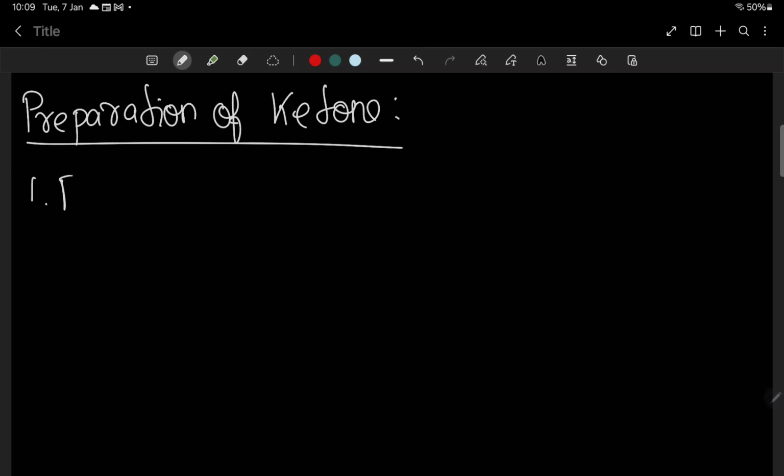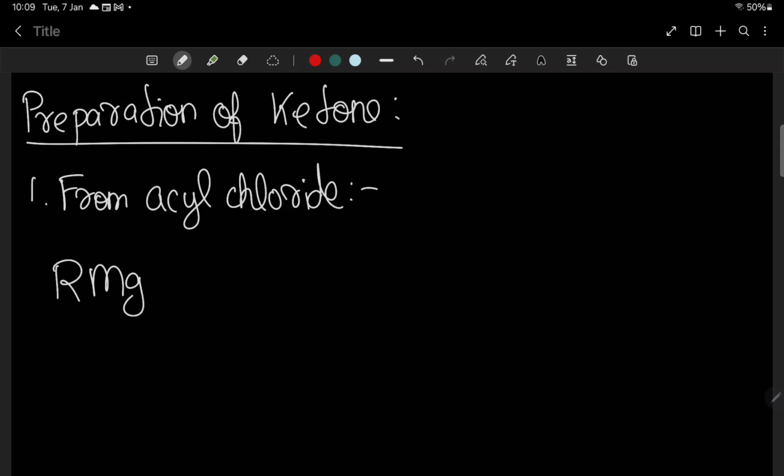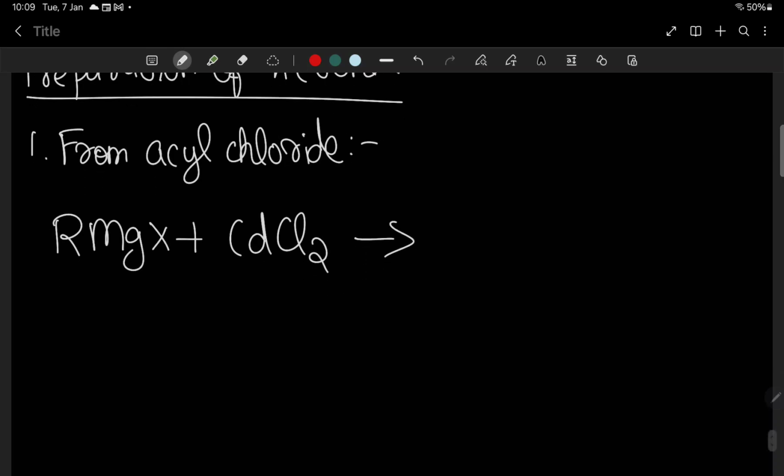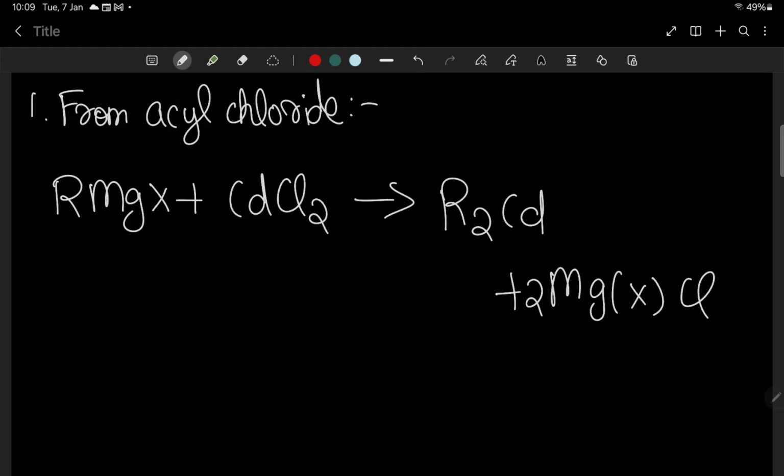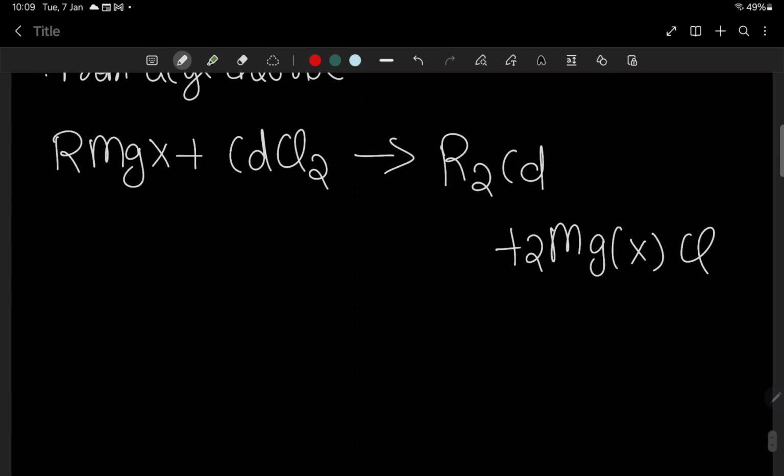from acyl chloride. What we should do is take a Grignard reagent, and into that we add cadmium chloride. What happens is that we get R2Cd, with rearrangement, R2Cd plus MgXCl 2 times.